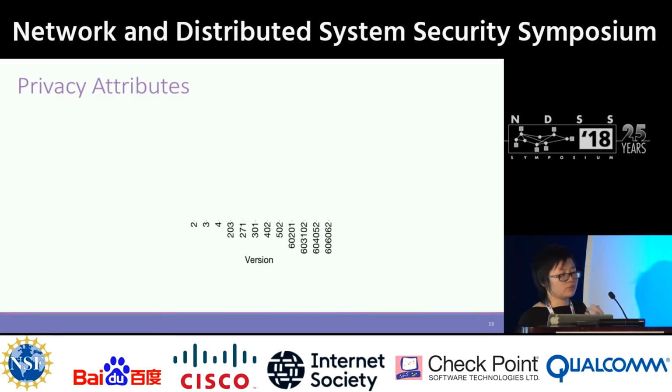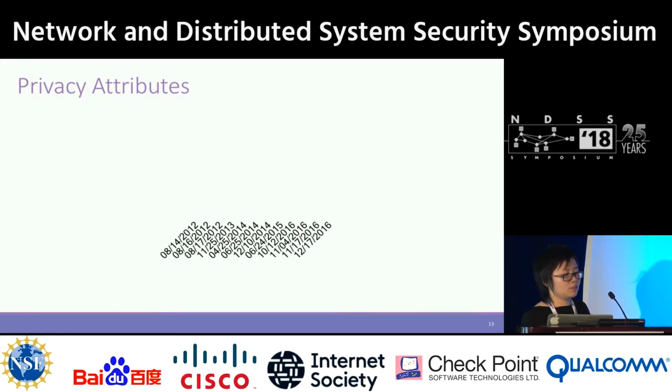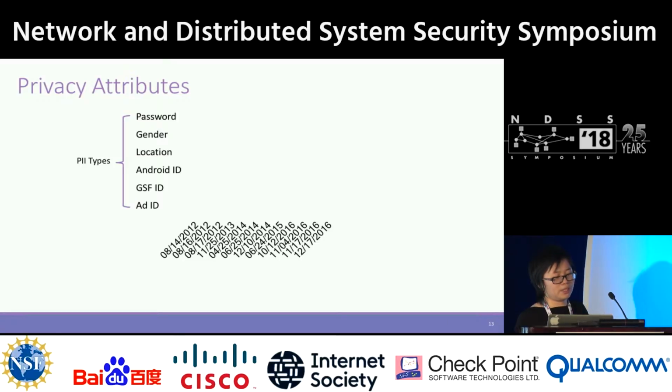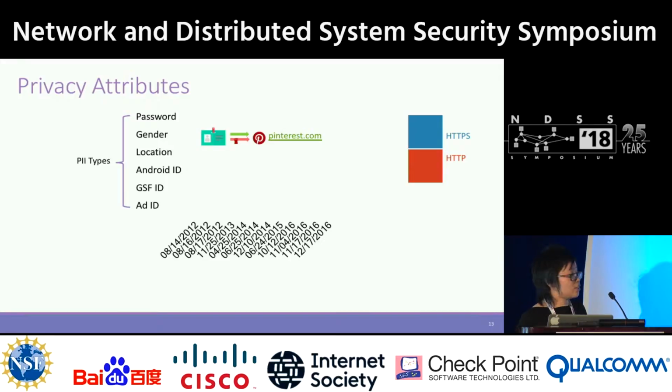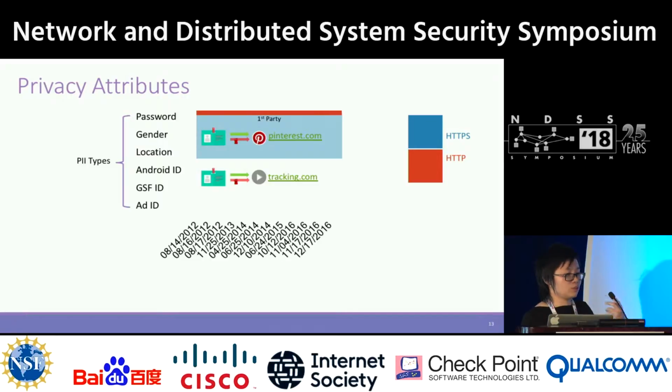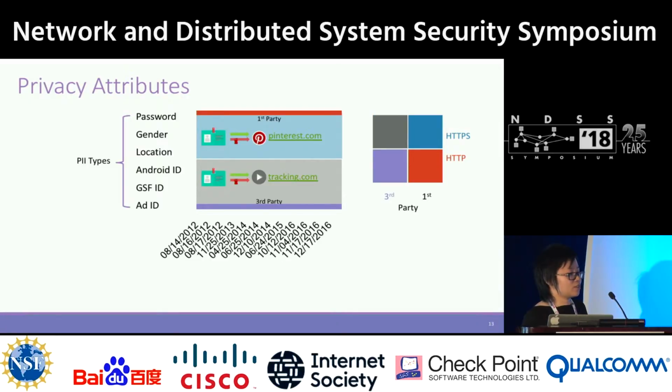First, we have different versions of apps, and each version corresponds to its release time, ordered chronologically. And we looked at the set of PII that's leaked by each version, and how it is being leaked, whether it's in HTTPS or HTTP traffic. Another dimension I just talked about is where it goes, whether it goes to a first party, like in the Pinterest app, the Pinterest domain, or a third party, the tracking domain. So this gives us 3-dimension metadata of each app.